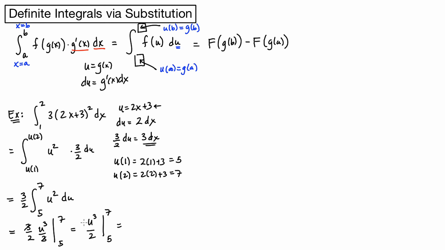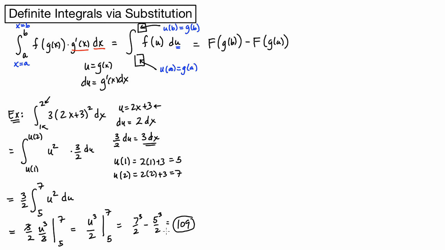If you did substitute back in for u in terms of x, you would have to use the old limits 1 and 2 to get the correct answer because those are the x limits. But here we're going to use the u limits. So by the fundamental theorem of calculus, this is just 7 cubed over 2 minus 5 cubed over 2, which when calculated gives a total of 109.